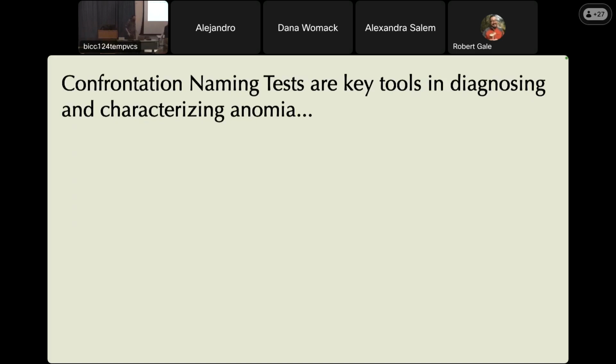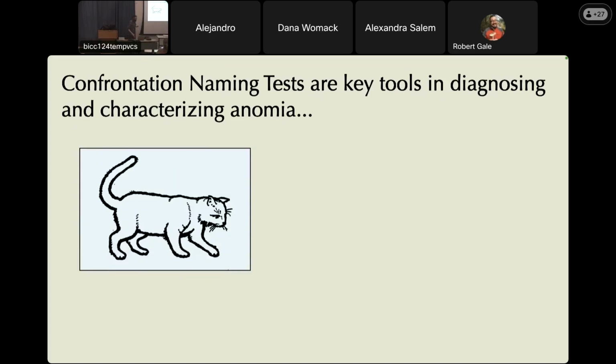No. Okay. So in a confrontation naming test, the idea is you show someone a picture, and the pictures are usually carefully chosen to have unambiguous names attached to them. There's a target word for the picture, cat. The person says cat. That's a correct response. That means that all three layers of the word production system are working appropriately.